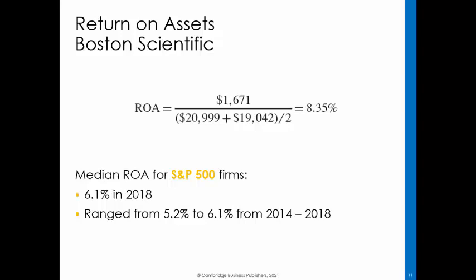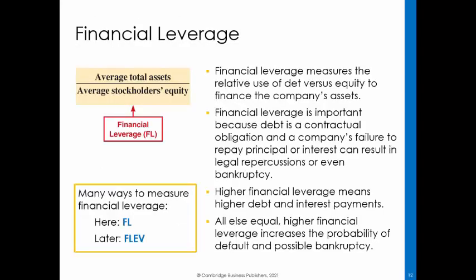From 2014 to 2018, the median ROA for the S&P 500 firms ranged from 5.2% to 6.1%, and the median in 2018 was 6.1%. Managers must seek to increase profits with the same level of assets or decrease assets without decreasing the level of profits to increase ROA. It is this dual focus that makes return on assets a powerful performance measure, focusing managers' attention on both the income statement and the balance sheet.